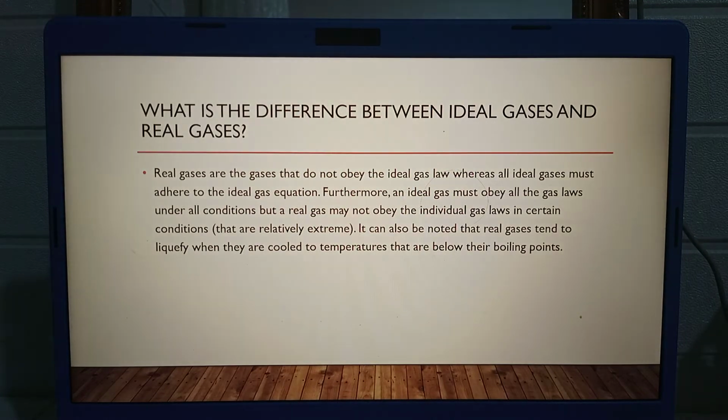What is the difference between ideal gases and real gases? Real gases are the gases that do not obey the ideal gas law, whereas all ideal gases must adhere to the ideal gas equation. Furthermore, an ideal gas must obey all the gas laws under all conditions, but a real gas may not obey the individual gas laws in certain conditions that are relatively extreme. It can also be noted that real gases tend to liquefy when they are cooled to temperatures that are below their boiling points.